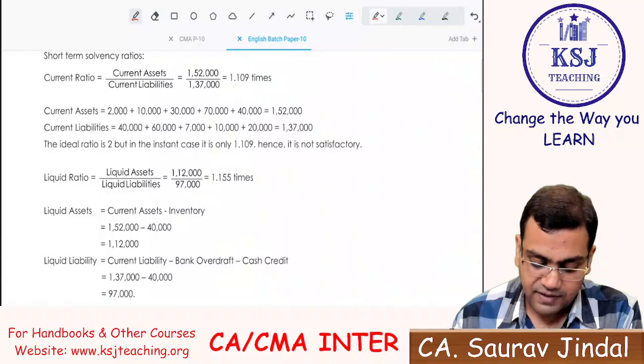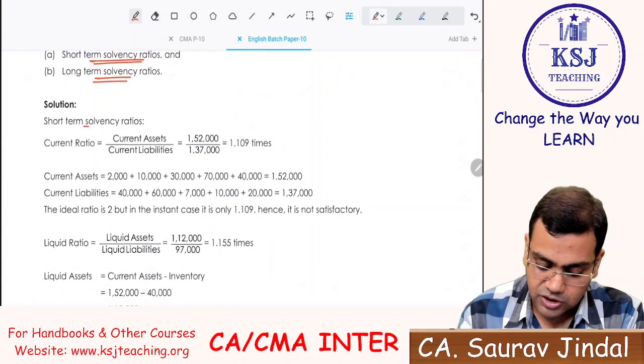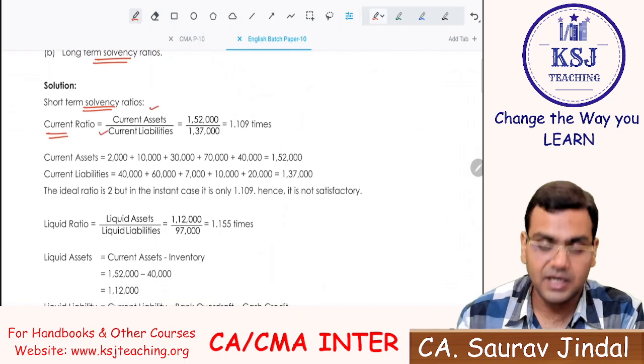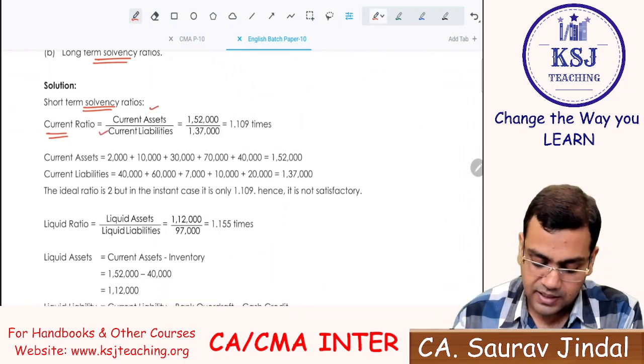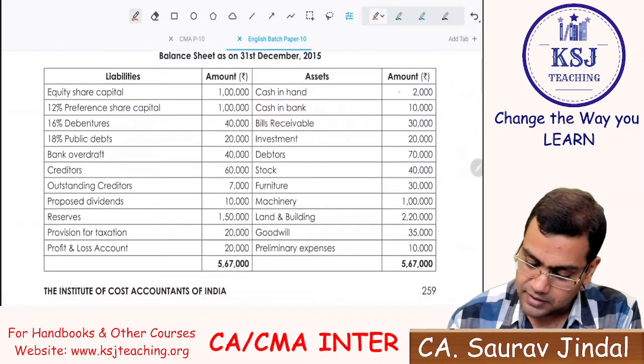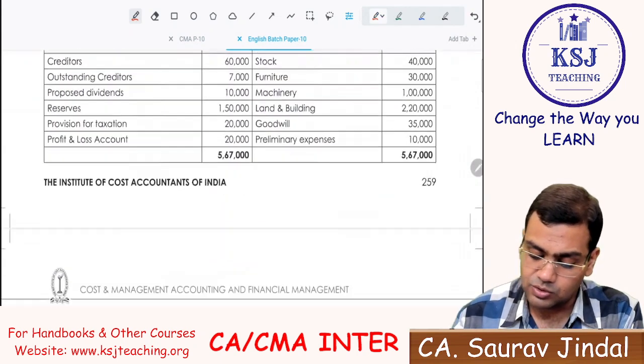Okay, so what they have done is, for the short-term solvency ratios, they have calculated the current ratio. Current ratio is current assets by current liabilities. Now, what all things they have taken in the current assets? Let's see. Cash in hand, yes sir, it is a current asset. Cash at bank, yes sir, current asset. Bills receivable, yes sir, current asset. Investments of 20,000. Now it depends.